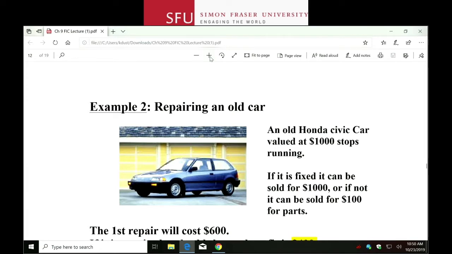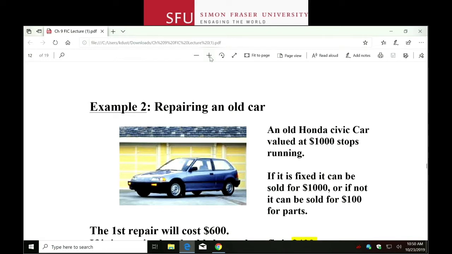If it is fixed, it can be sold for $1,000, but if it's not fixed, then your only option is to take it to the junkyard, and at the junkyard, they're going to give you $100 for it. It will cost you this much to fix it. So should you fix it or not fix it?